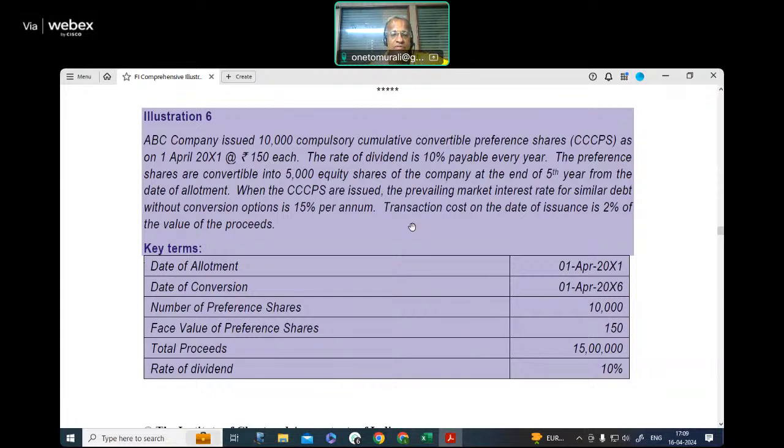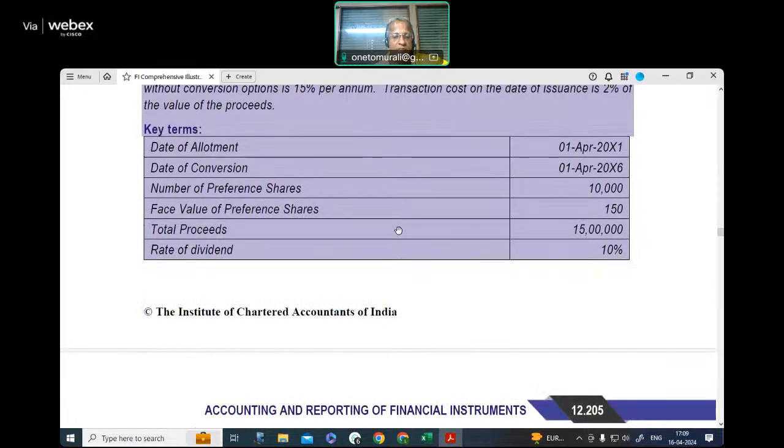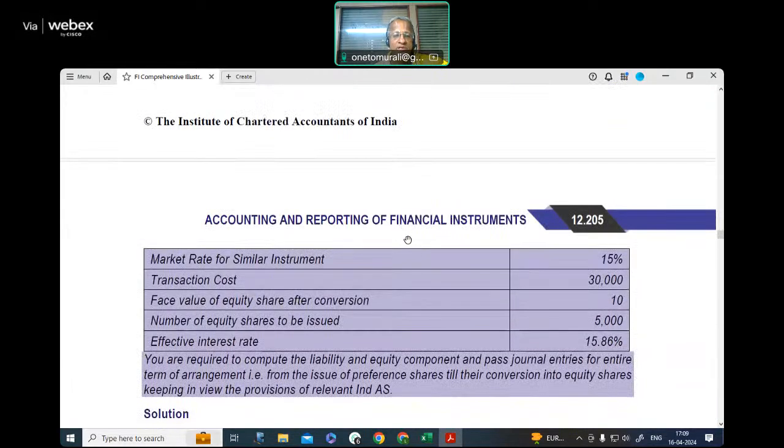Date of allotment, date of conversion, number of preference shares 10,000, face value of preference shares 150, total proceeds 15 lakhs, rate of dividend 10%, market rate for similar is 15%, transaction cost is 30,000, face value of the equity shares after conversion 10, number of equity shares issued being 5,000, the effective rate is 15.86%. You are required to compute the liability and equity component and pass journal entries for the entire arrangement from the issue of preference shares till the conversion into equity shares, keeping in view the provisions of the relevant Ind AS.